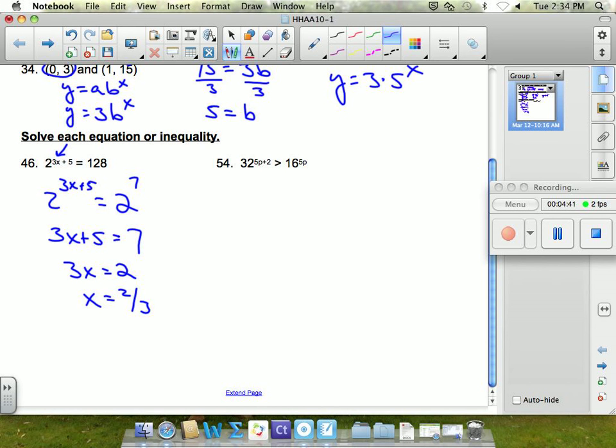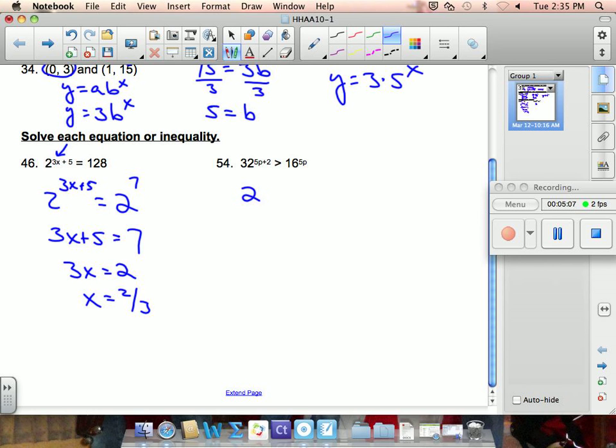The last problem for 10.1 is number 54. It looks a little bit like 46, but there's a big difference. We have both sides that have powers. 32 to the 5p plus 2 and 16 to the 5p. So there must be some way to write 32 and 16 with the same base. And there is. Both of them are factors or powers of 2.